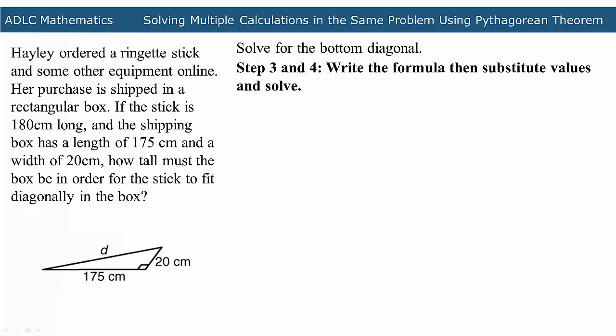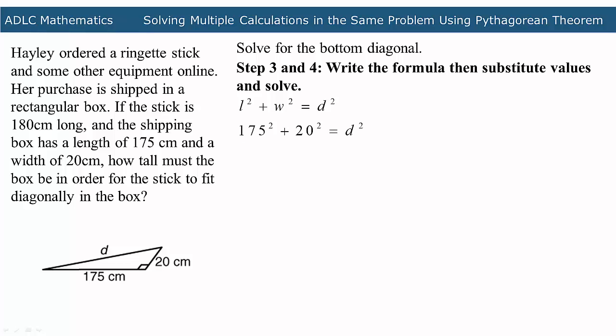Now write the formula, then substitute values and solve. The Pythagorean theorem equation can be written using the words from the problem. The legs are the length and width, so L squared plus W squared equals the hypotenuse, or the diagonal, D squared.